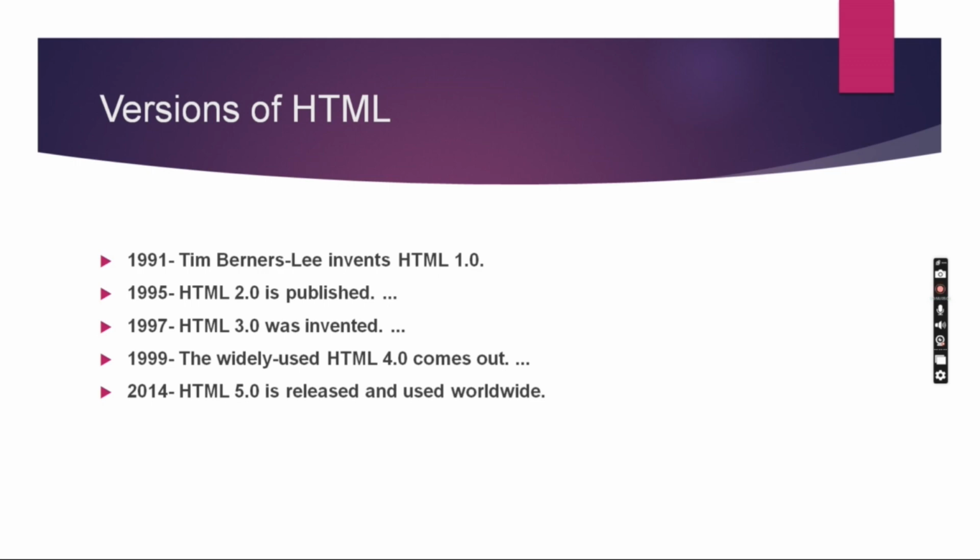The first version is HTML1. It was introduced by Tim Berners-Lee in the year 1991. In 1995, HTML2 was published. In 1997, HTML3 was introduced. In 1999, HTML4 was introduced. And in the year 2014, HTML5 was released and it was used by everyone globally.